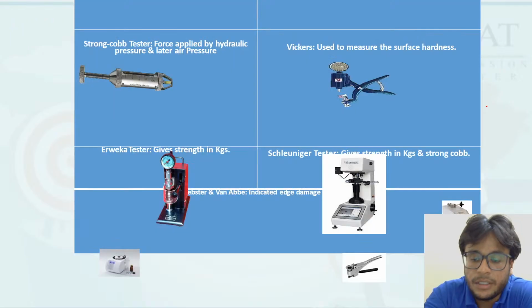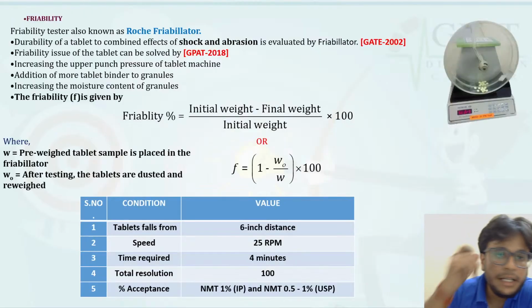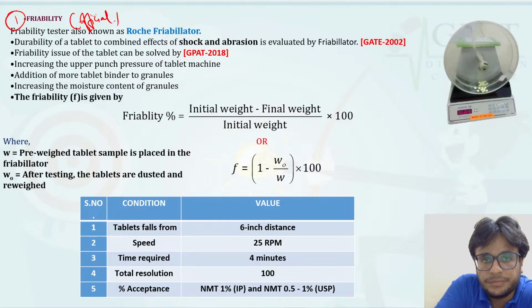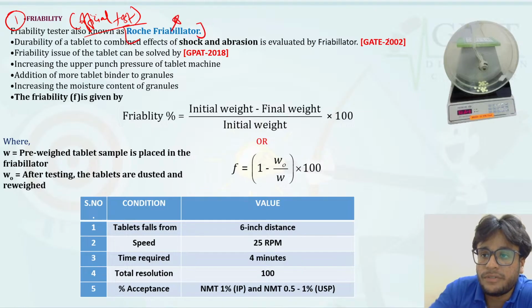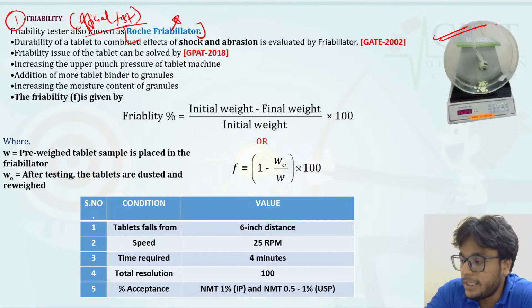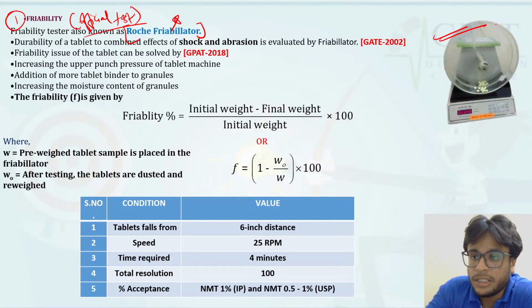Okay, yes. Coming towards our next slide, we come to one of our official tests, the friability test. Yes, the equipment that is being used is very, very important and asked multiple times in the exam, the Roche friabilator. This is the kind of device that is known as the Roche friabilator. The company that first manufactured it is Roche, so that's why it is given the name Roche friabilator.